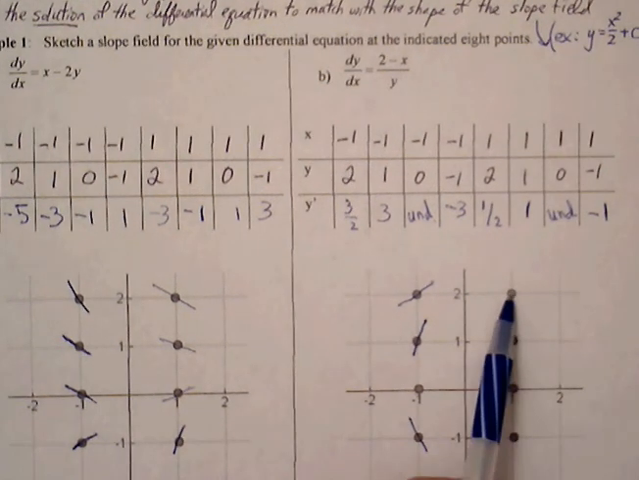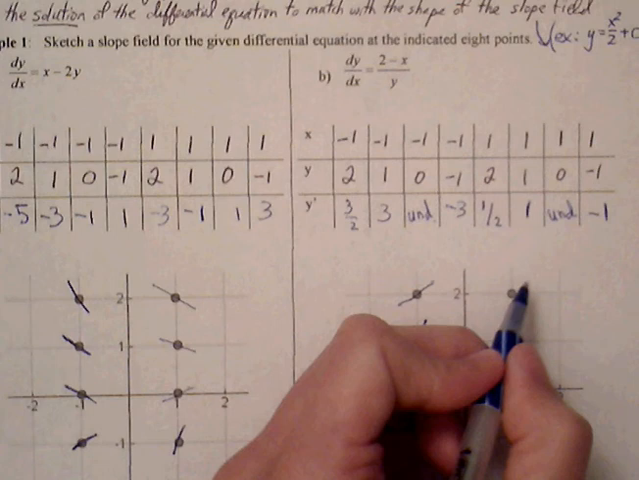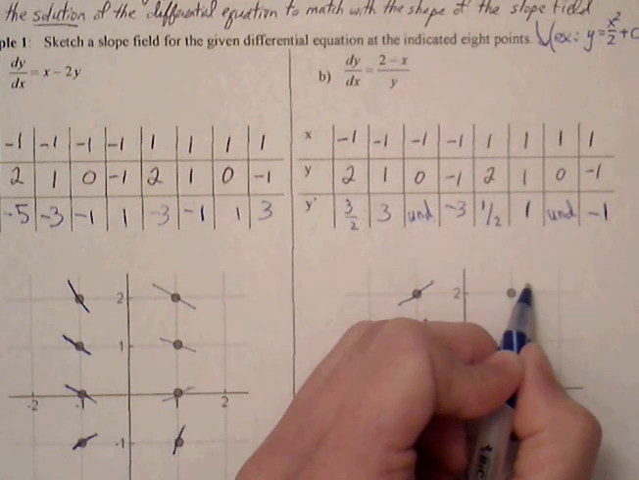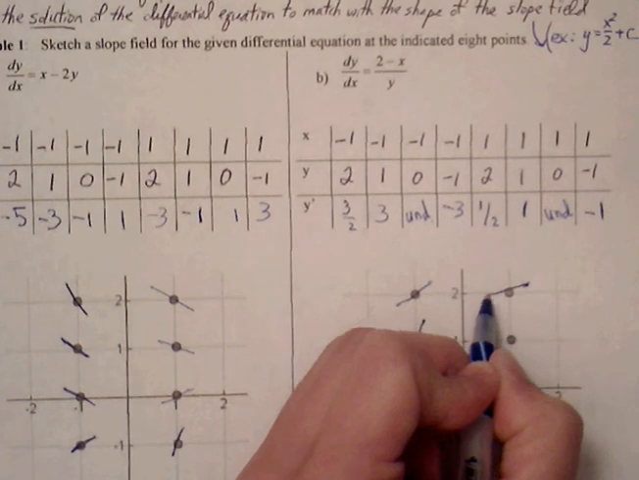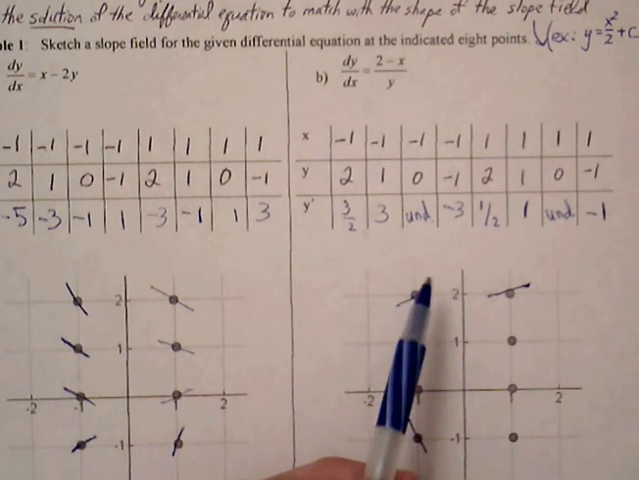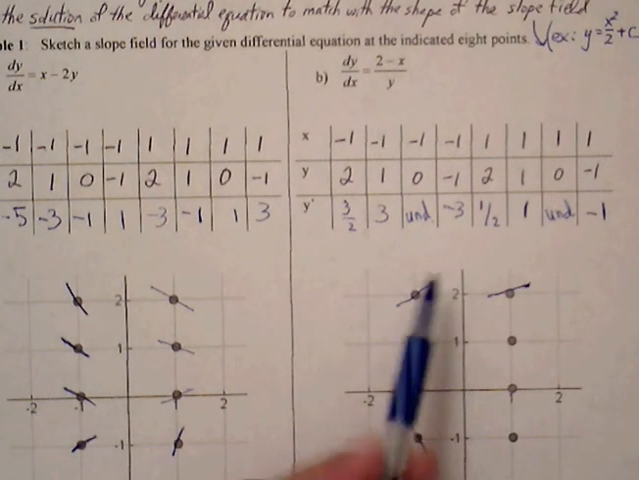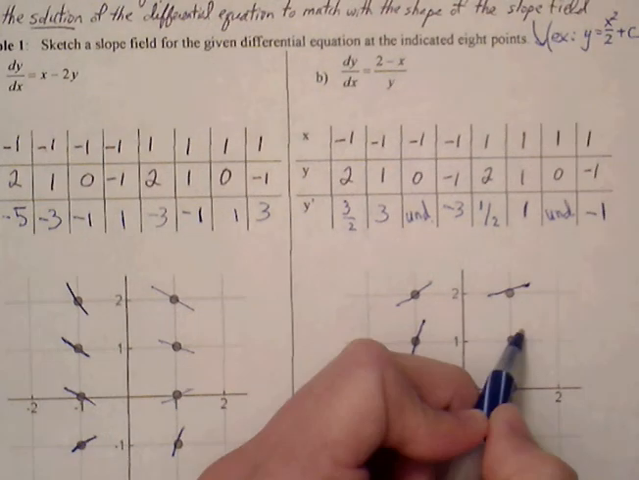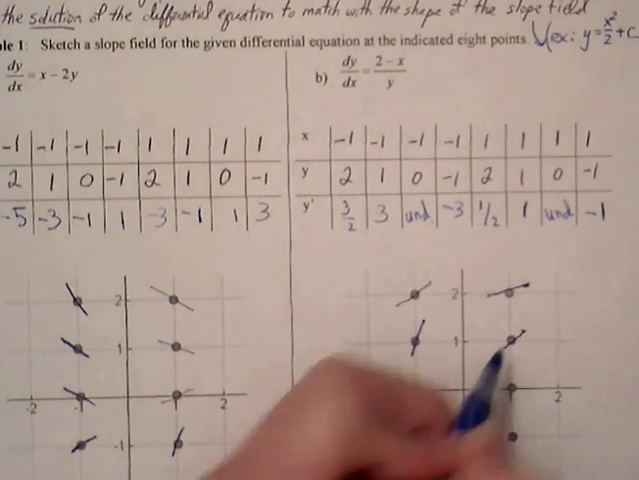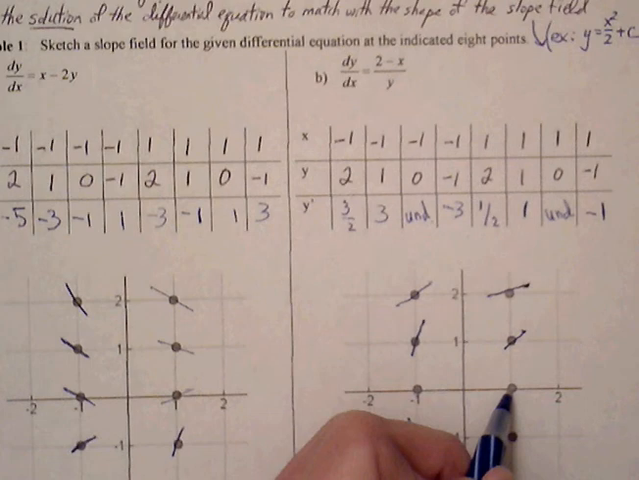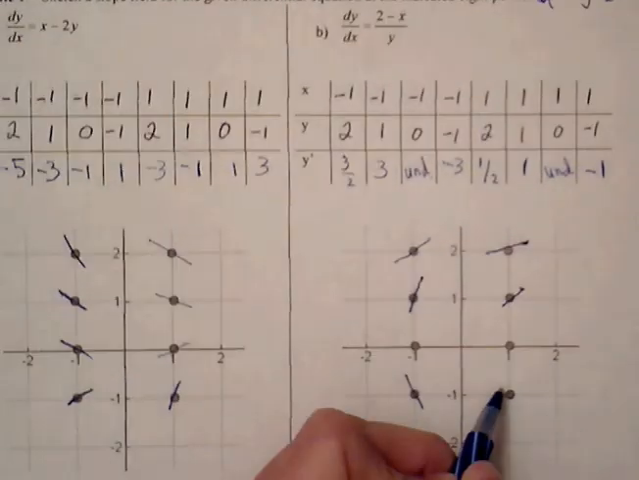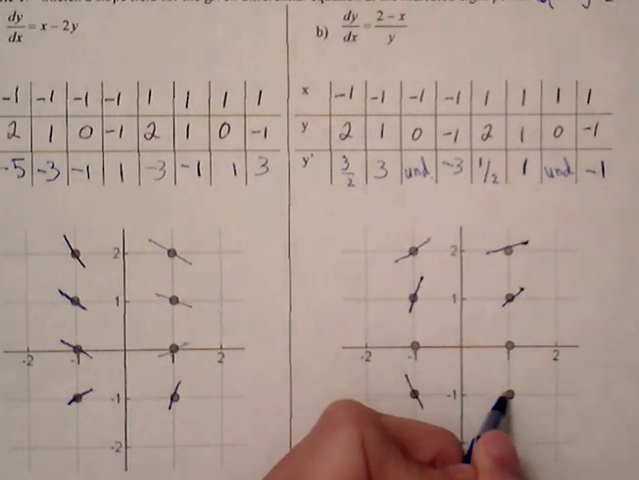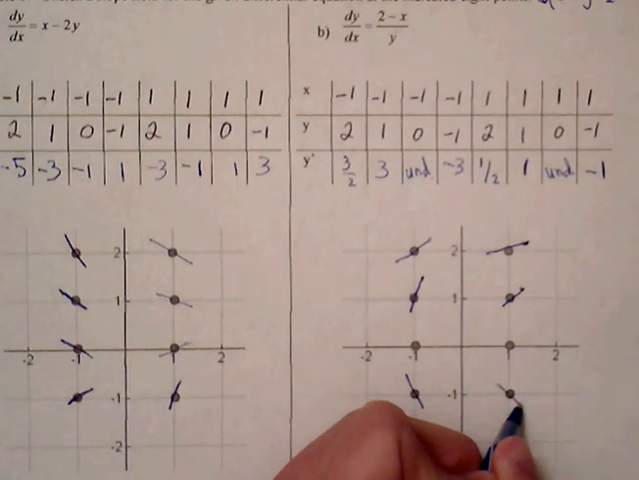1, 2 is 1 half, so I'll make this a slope that is not as steep as 1, so okay, maybe something like that. At 1, 0, I'm sorry, at 1, 1, positive 1. At 1, 0, undefined. And finally, at 1, negative 1, we'll have a slope of negative 1. Okay.